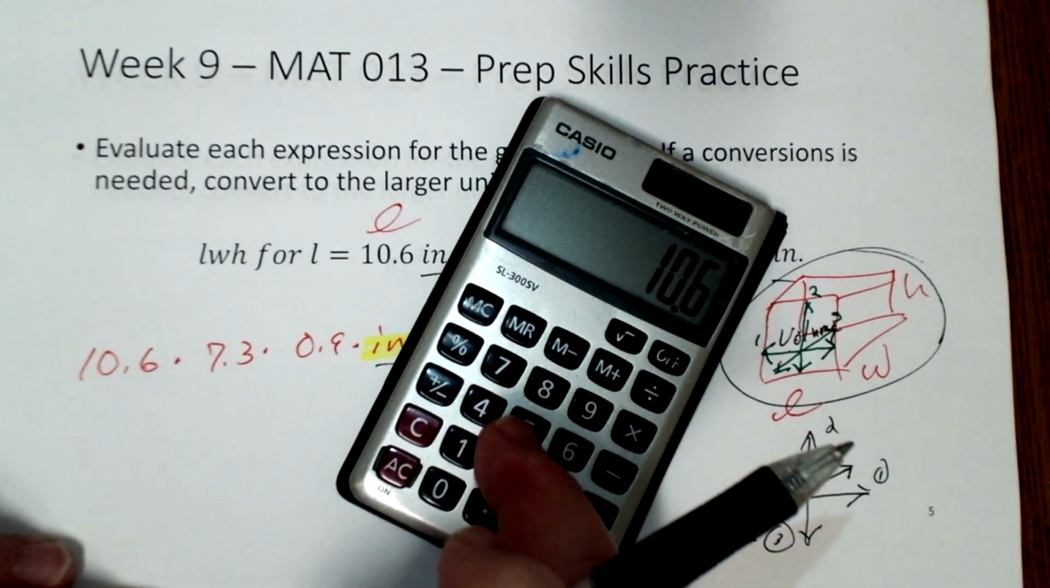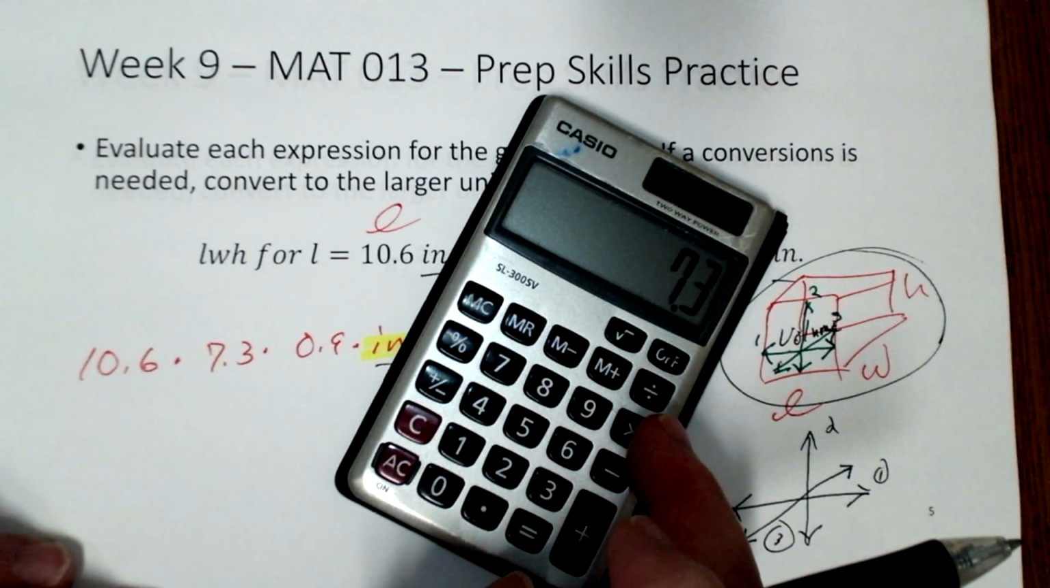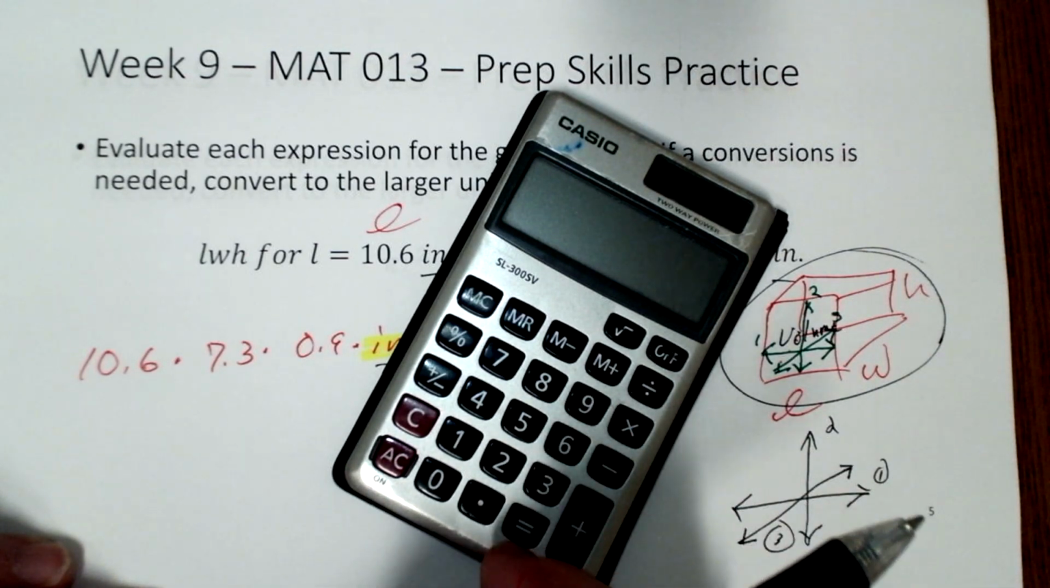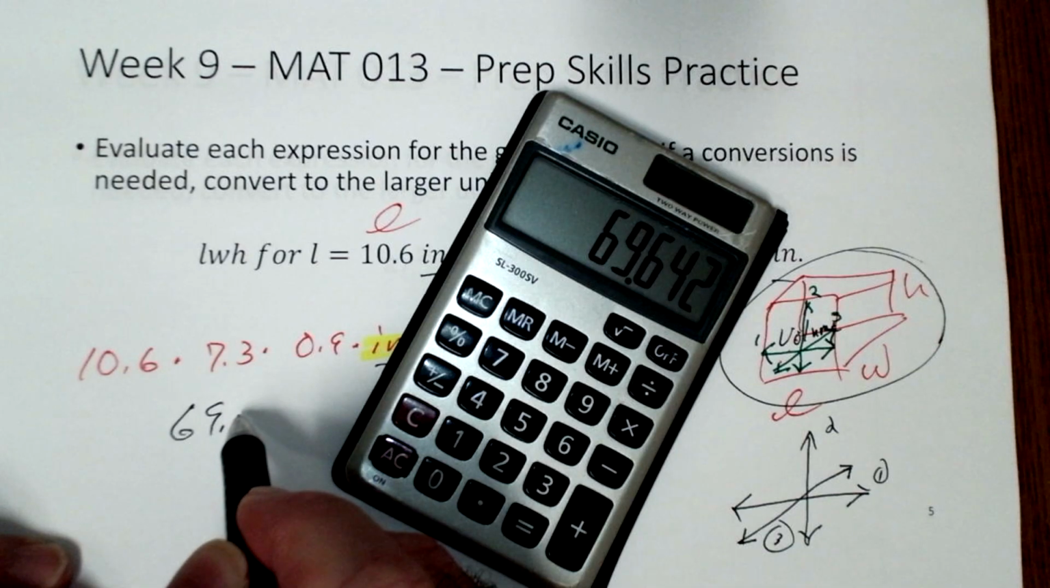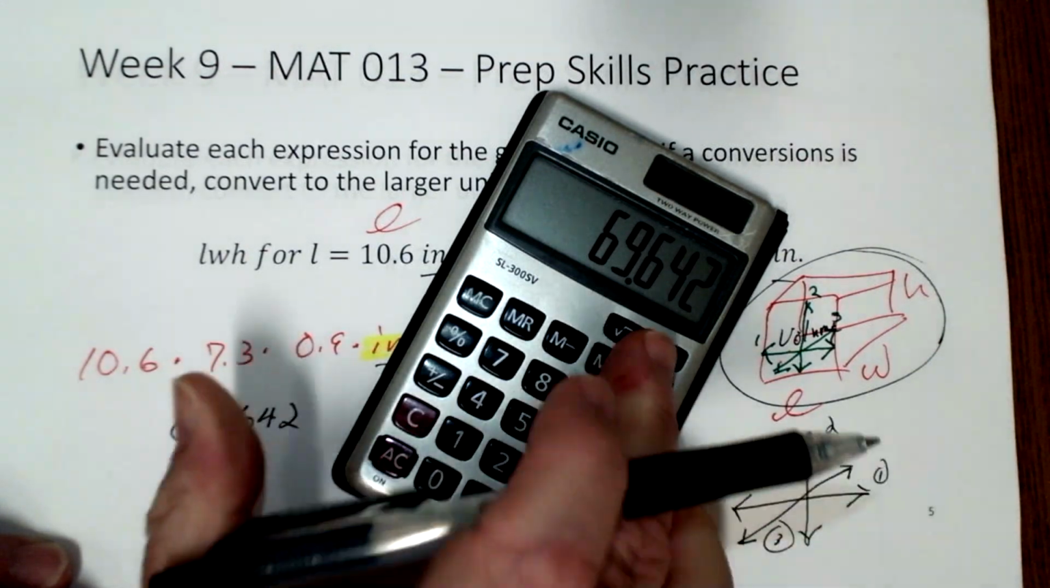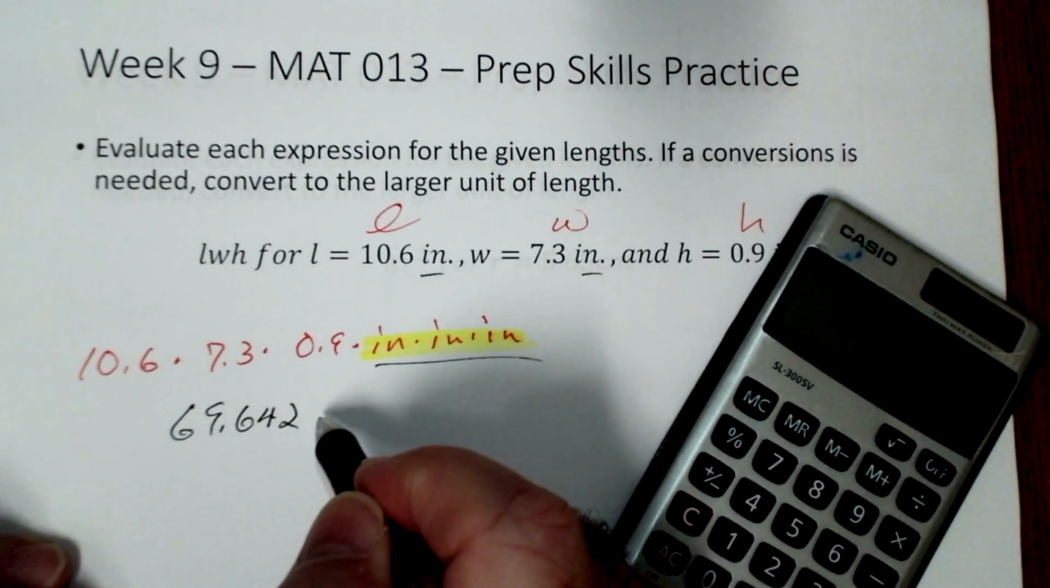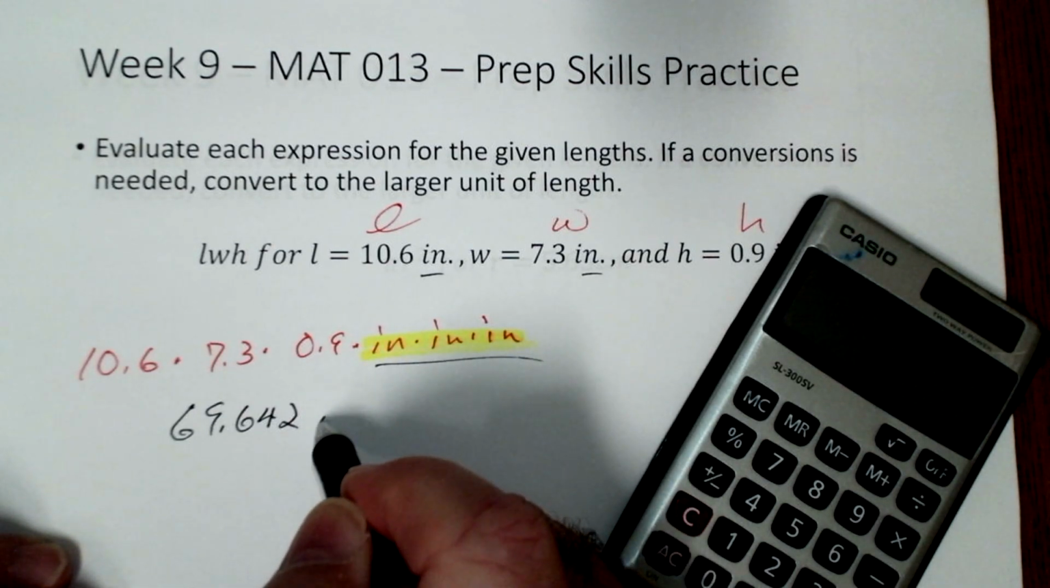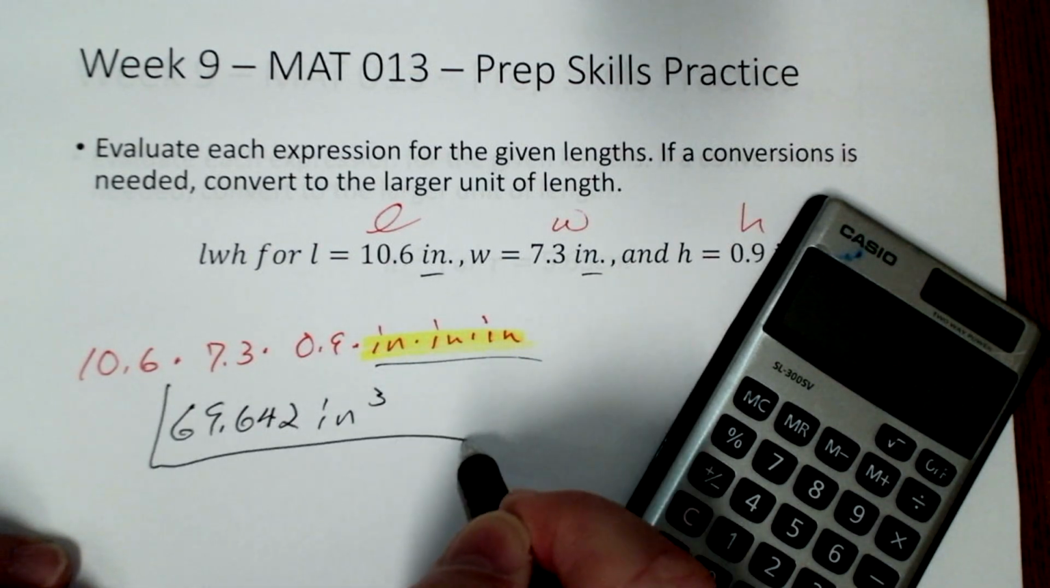10.6 times 7.3 times 0.9. Okay, we have 69.642, or 69 and 642 thousandths. And we have inch times inch times inch, so we have inches cubed.